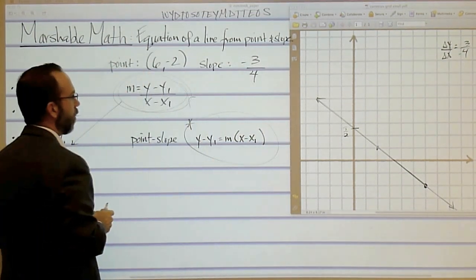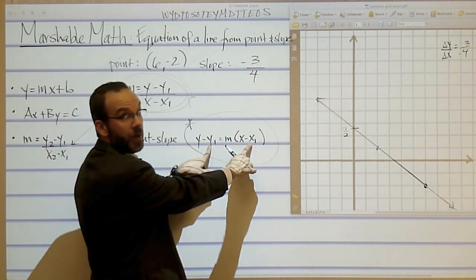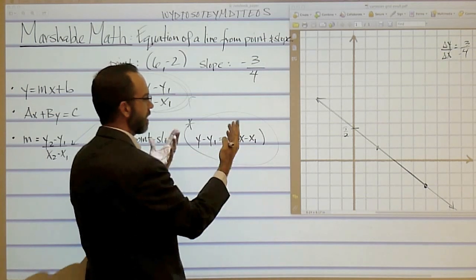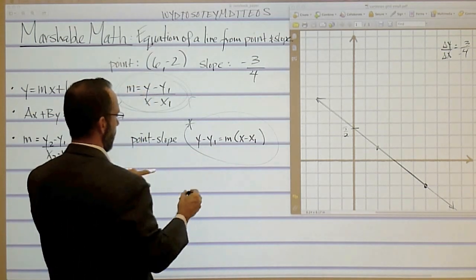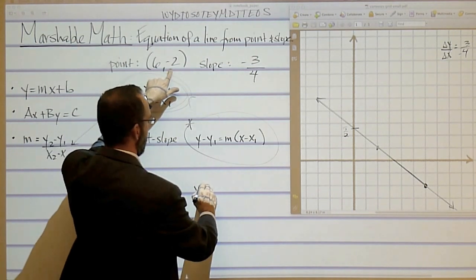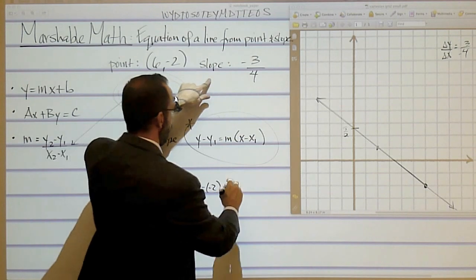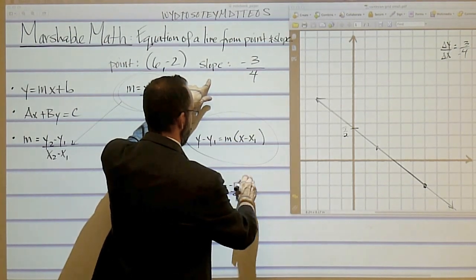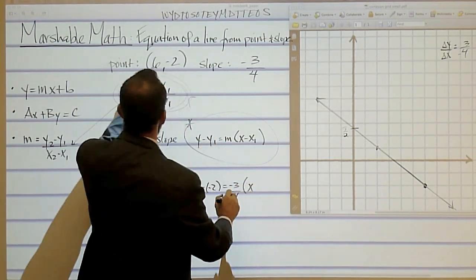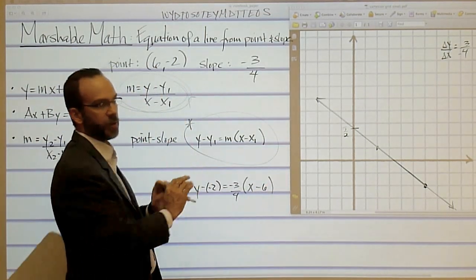Okay? Because if I want an equation of a line, all I do is substitute in the point values for x and y, substitute in the slope, and then I can simplify it. So for this one, it would be y minus y1, so that would wind up being y minus negative 2 is equal to the slope, negative 3/4, and then x minus the x value, x minus 6. And if you do the algebra on that right there, it's ready to go.